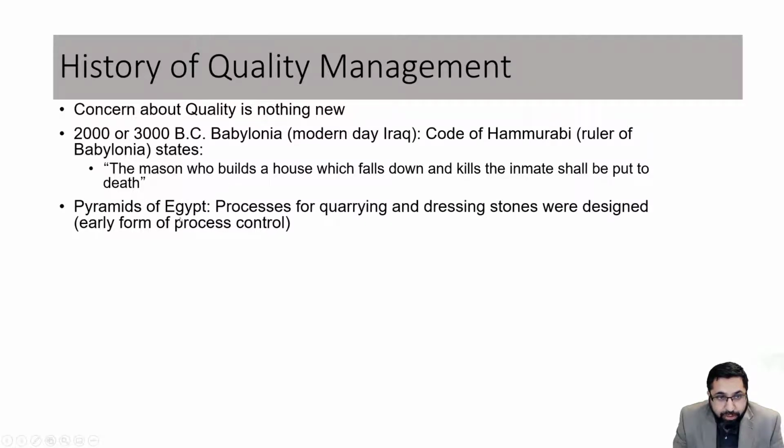When the pyramids of Egypt were built, the processes for how to quarry and dress the stones and have them ready to be used were standardized, so the stones had a high degree of standardization, which enabled them to build the pyramid accurately. So that was an early form of quality control.